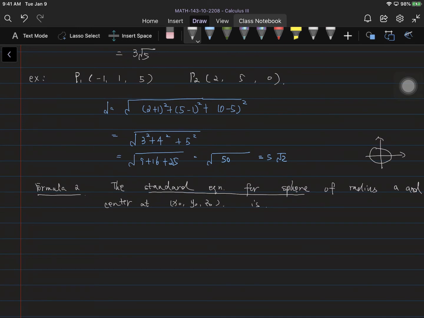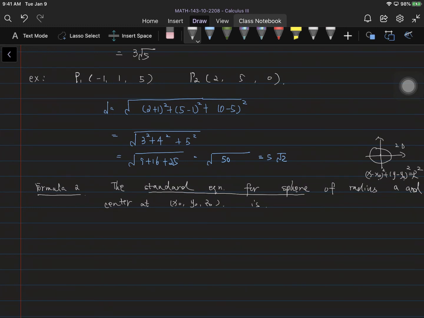In 2D we have a circle, right? The general form of a circle is (x minus x0) squared plus (y minus y0) squared equals r squared, where (x0, y0) is the center and the radius is r. That's a circle. This is in 2D.